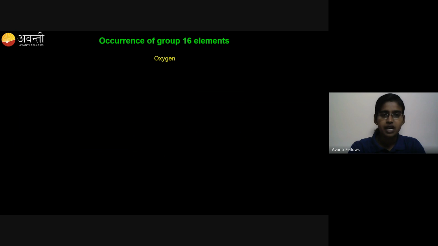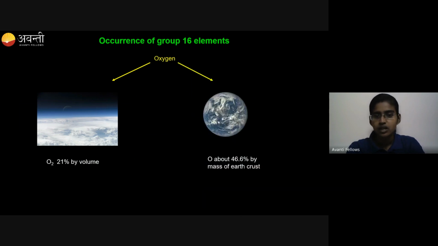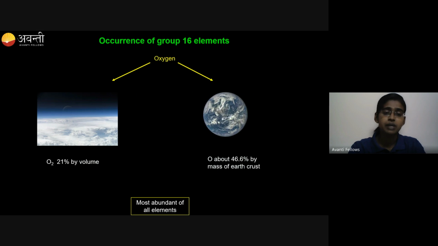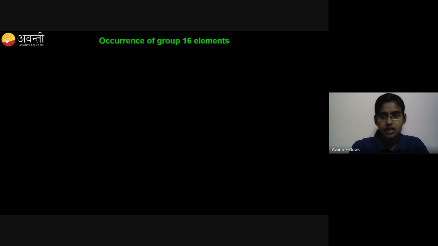So let me start from the first, that is oxygen. We all know that oxygen occupies 21% by volume of the atmosphere, and about 46.6% by mass of the earth's crust. It is one of the most abundant of all the elements, right? Got it? So this is the occurrence of oxygen.